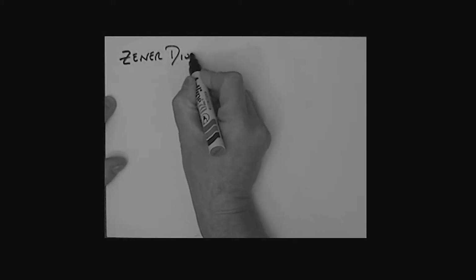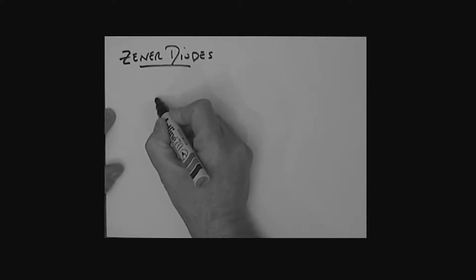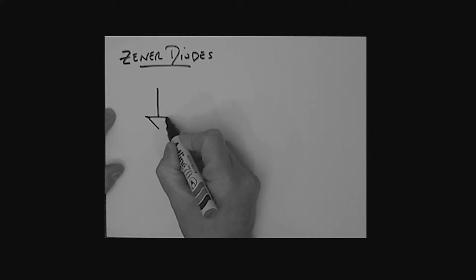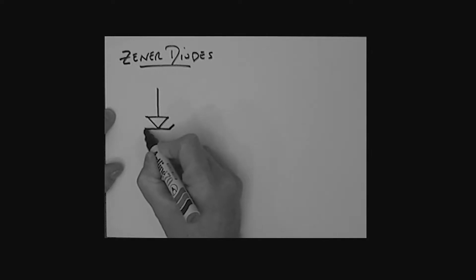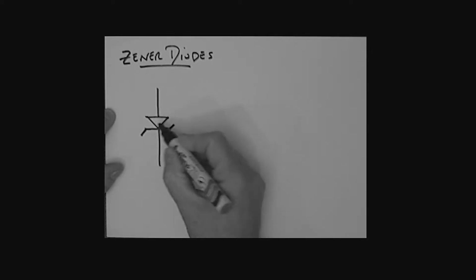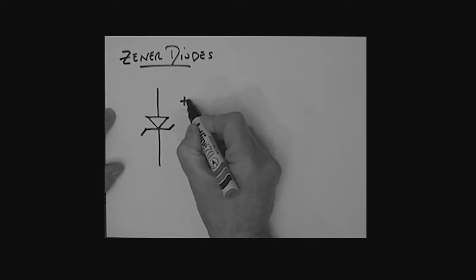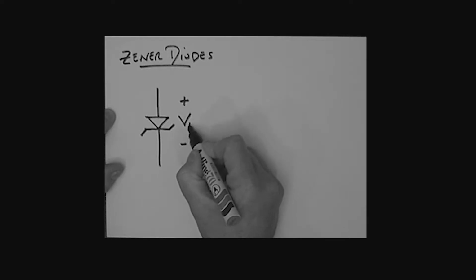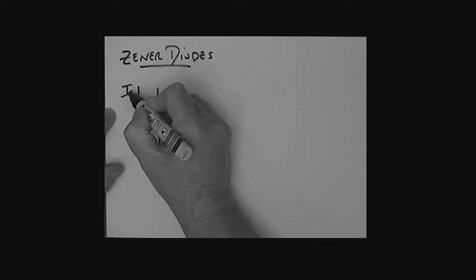Okay, what I want to talk to you about now are Zener diodes. Now these diodes, let me draw you a symbol of this. These diodes are designed to conduct in both directions. The symbol looks very similar. We've got this break here and this break here. We define the voltage plus minus VD in the usual way, and we define our current ID like so.